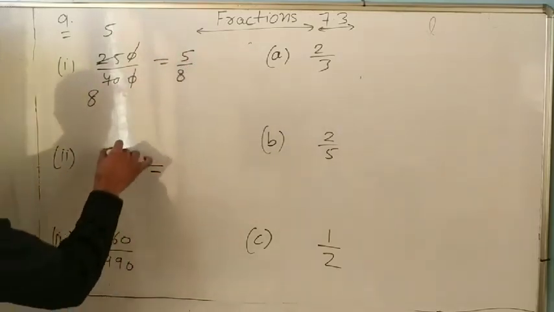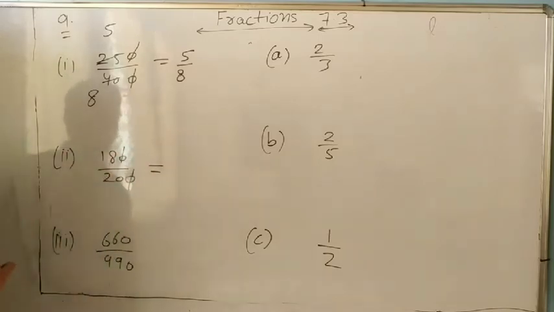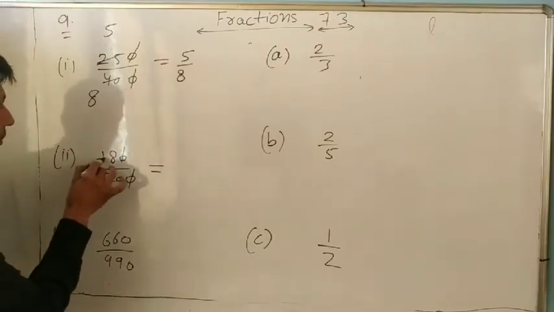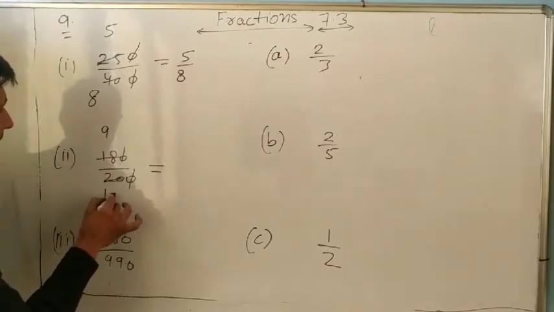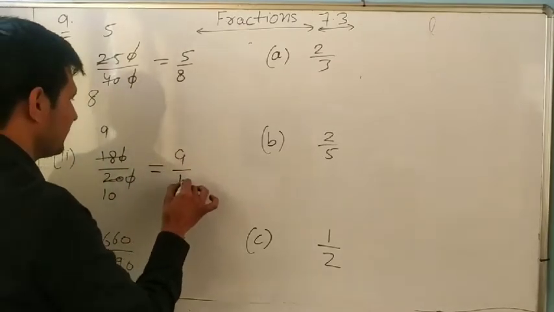Next, zero cancels by zero. Now 18 is divisible by 2. Yes, 20 is divisible by 2. What is it? 9 by 10.